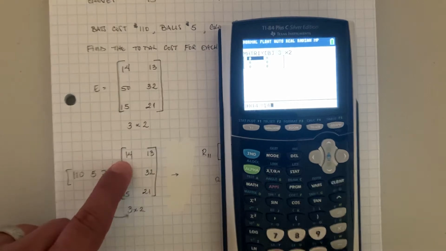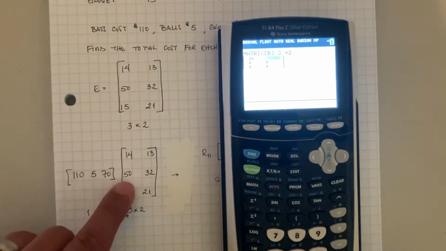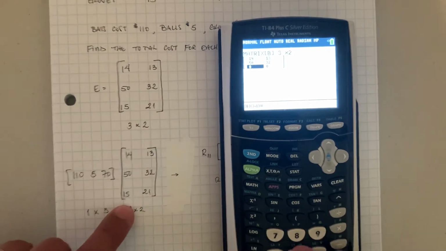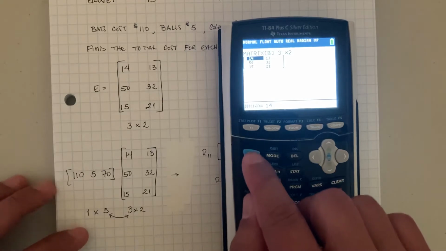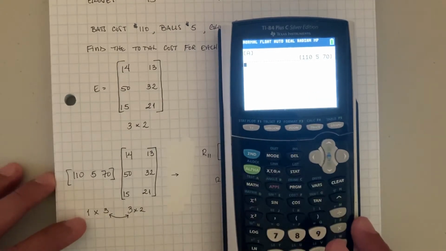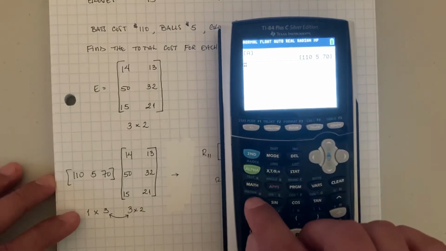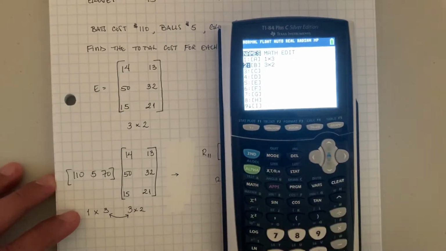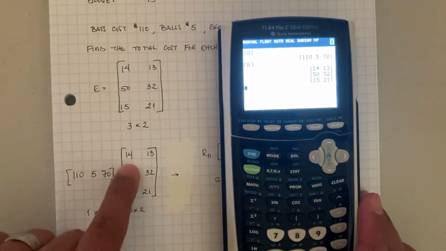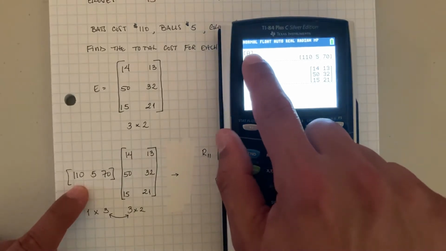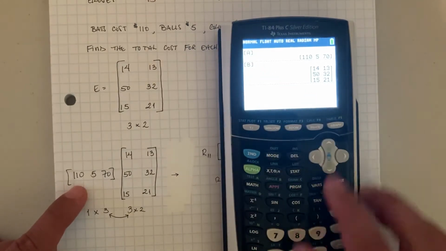So it's going to be 14, enter. 13, enter. 50, enter. 32, enter. And then keep doing it. And there it is. You can go ahead and second quit out of that. And then we want to go ahead and multiply. But let's just make sure that our matrix is correct. Hit number 2, hit enter, and there it is. There's my matrix. So I want to multiply the 110 times this guy. So I'm going to multiply matrix A times matrix B. I'm just going to use my calculator here.